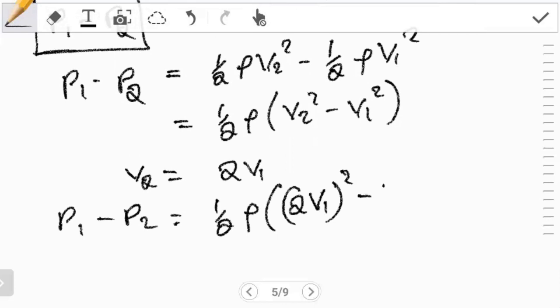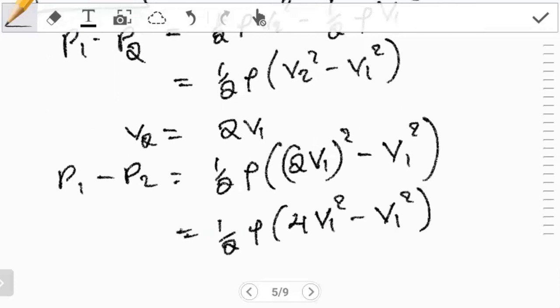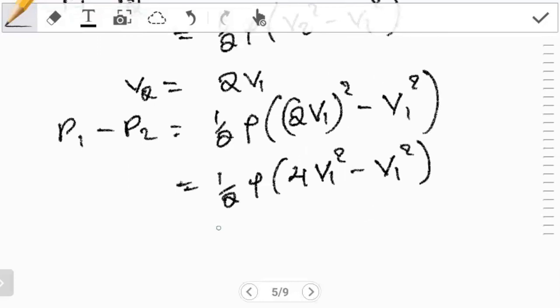And this becomes half rho. This becomes 4 V1 squared minus V1 squared. And then this can be simplified. This will now be half rho times 3 V1 squared. Okay, so V1 is the initial velocity, which is given in the question.